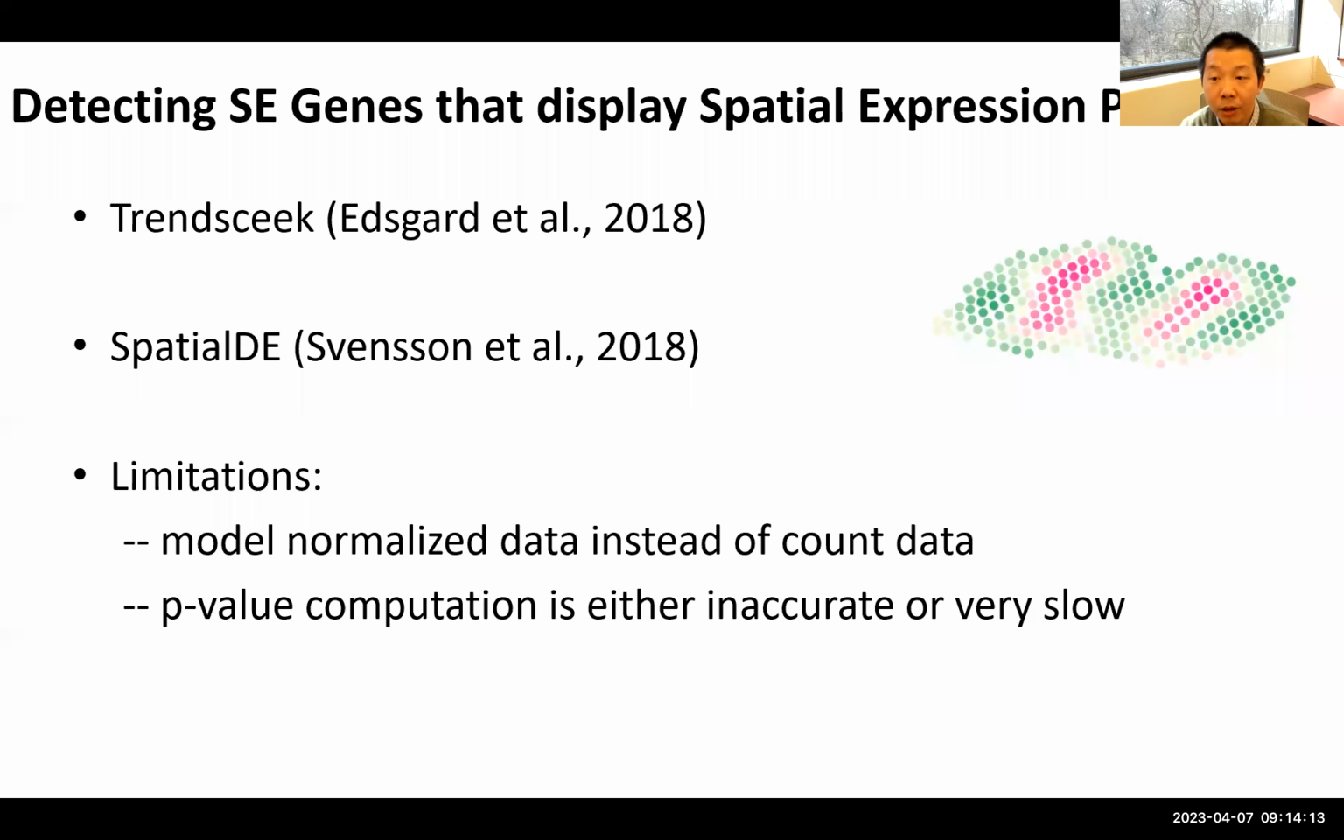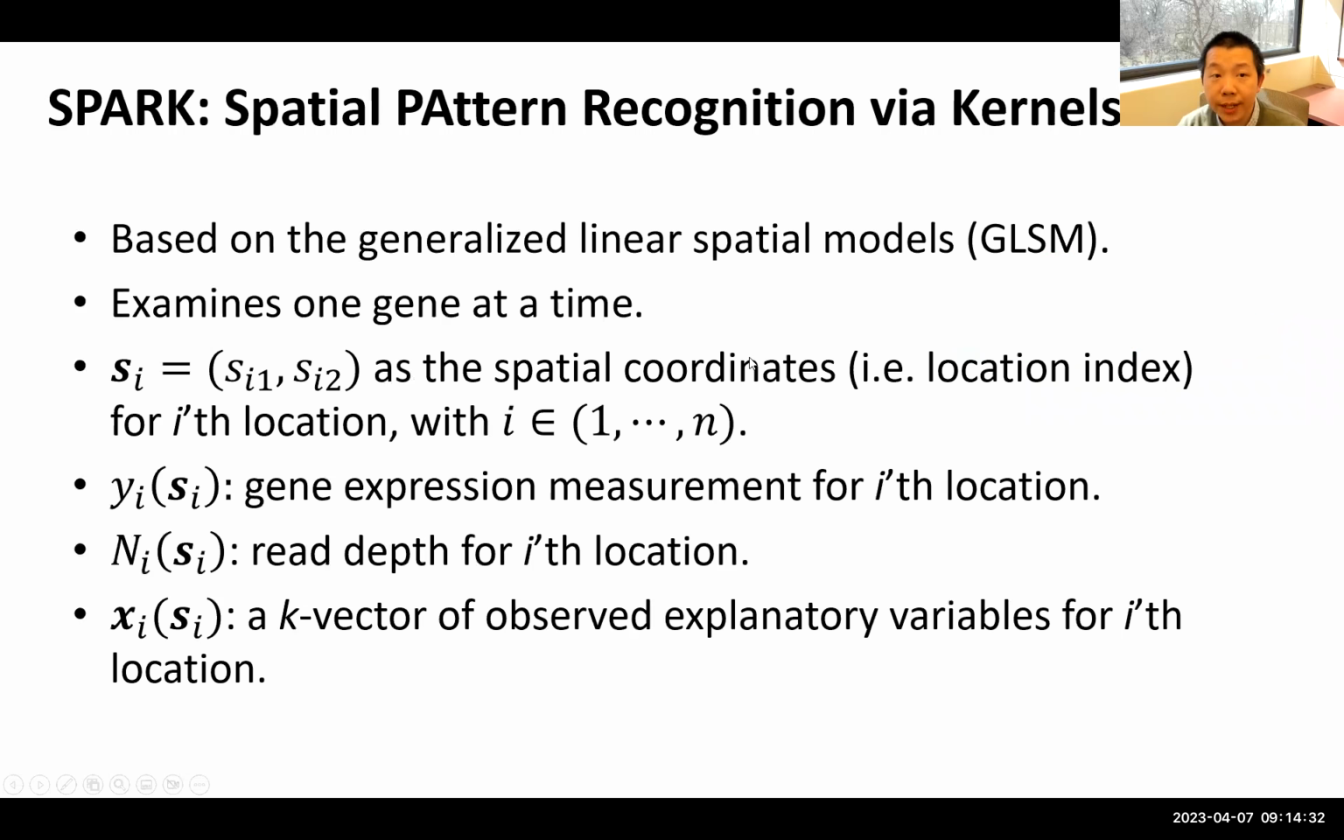It can only handle 200, 300 spots. On the other hand, SpatialDE is using a fast approach to calculate the p-value using an asymptotic normal approximation, but it's not accurate. As we'll show, it gives you inflated type 1 error control. And so, motivated by these limitations, we decided to develop a method, SPARK, or Spatial Pattern Recognition by Kernels.